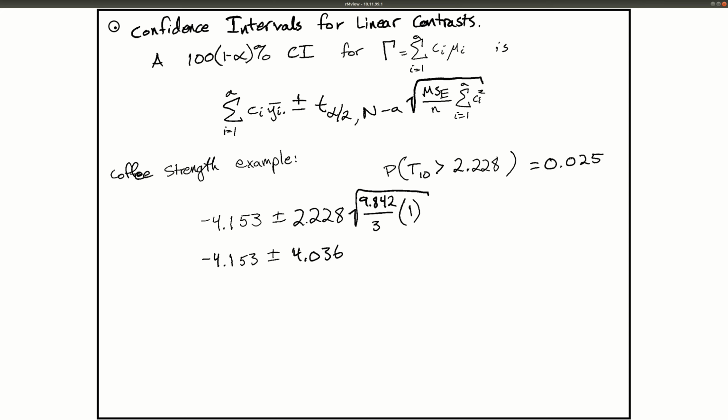and so you should try to pick things that make sense. One way to get around this is to use standardized contrast coefficients, which look like this.